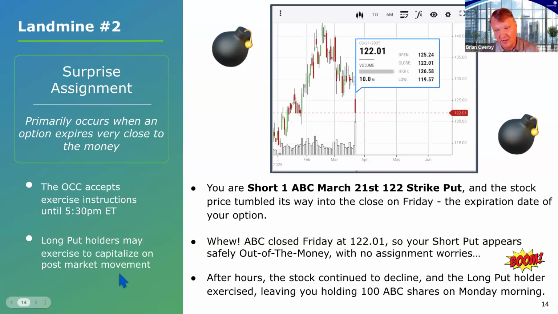Okay, now the other side of the coin, and this is where the do not exercise happens. What if you own the put and it ended up being 1 cent in the money? Not 1 cent out of the money, but you owned it. Well, the brokerage firm, by rule, would exercise on your behalf and you would sell stock.